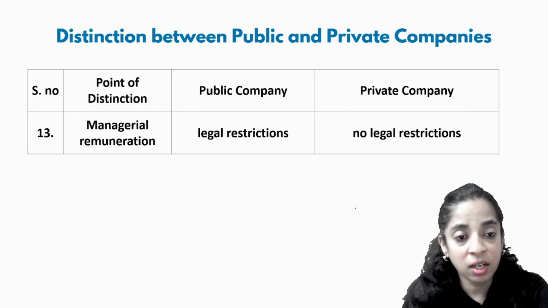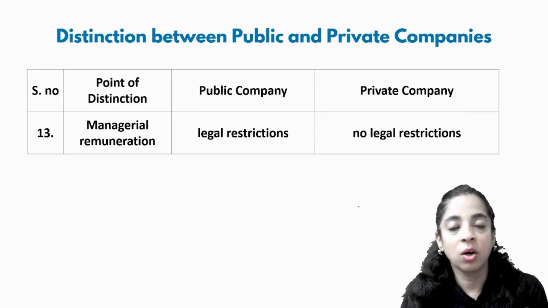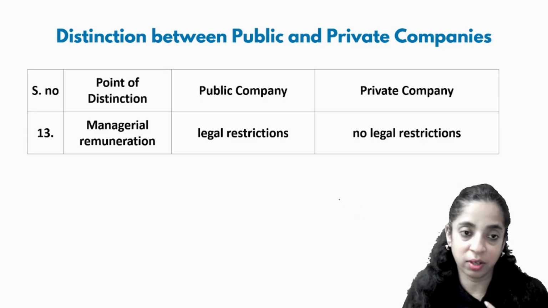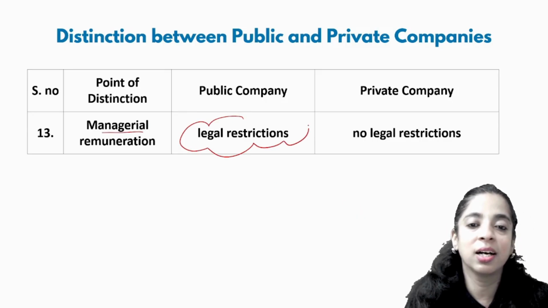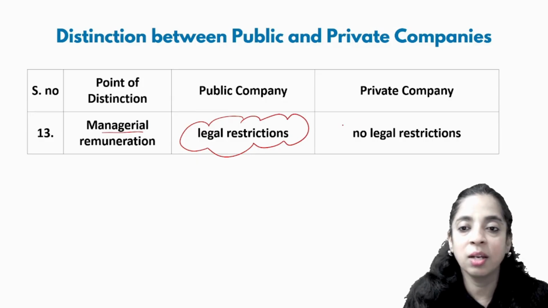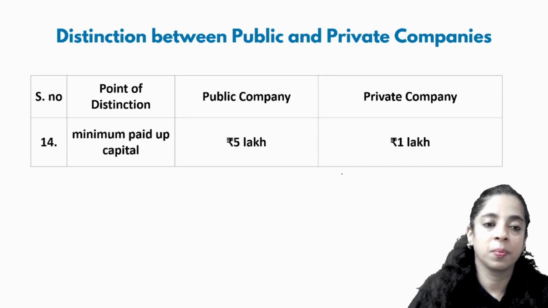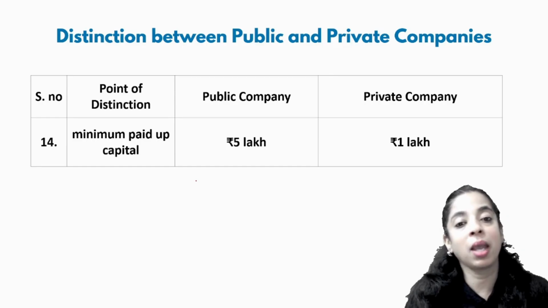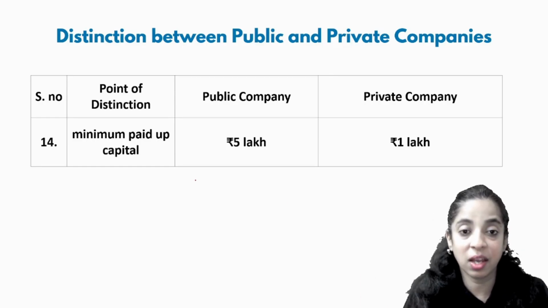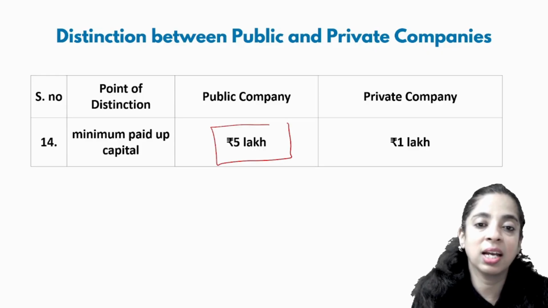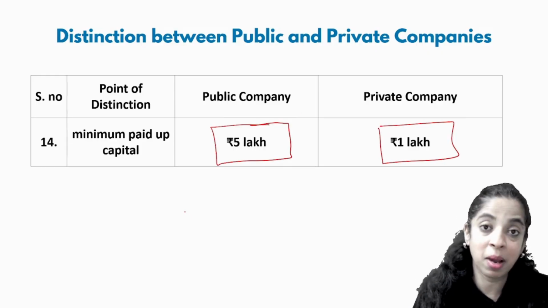Next, managerial remuneration means how much money or salary or compensation would be given to the managers. In a public company there are legal restrictions, in a private company there are no legal restrictions. Now the minimum paid up capital for a public company, the minimum capital that should be there, is 5 lakh. For a private company it is 1 lakh. This is the minimum I am saying.